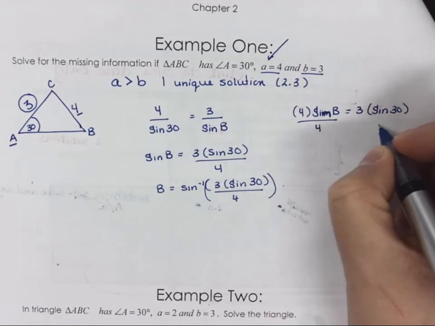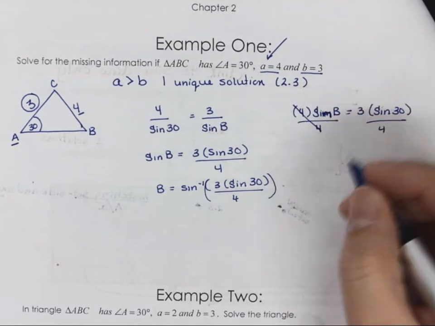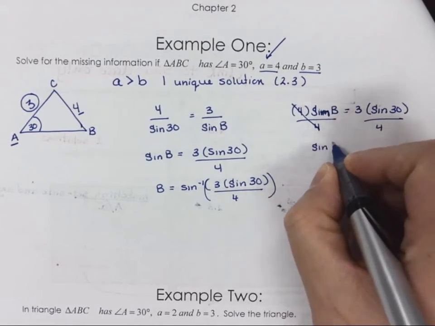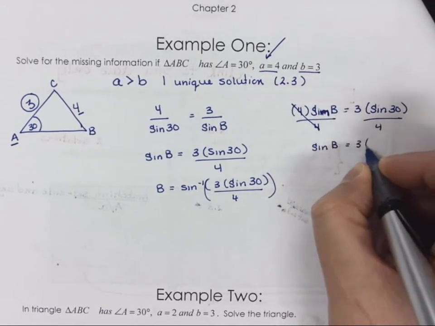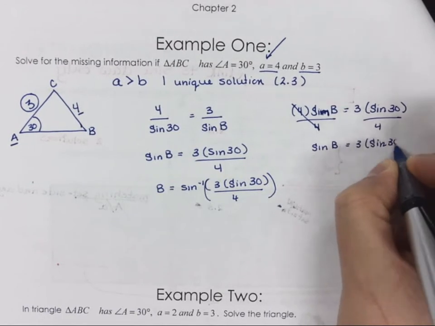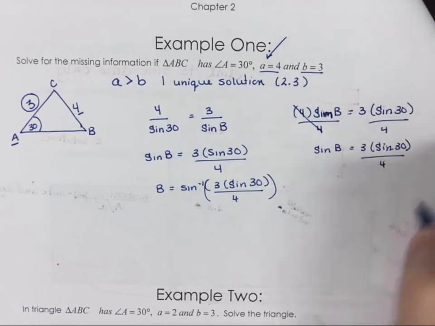Divide both sides by 4. And I'm left with sine B equals 3 times sine 30 over 4.